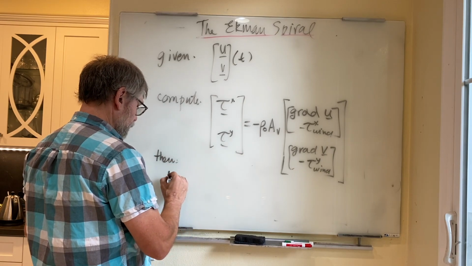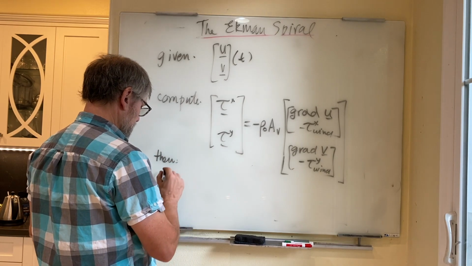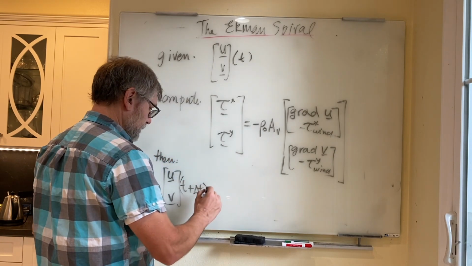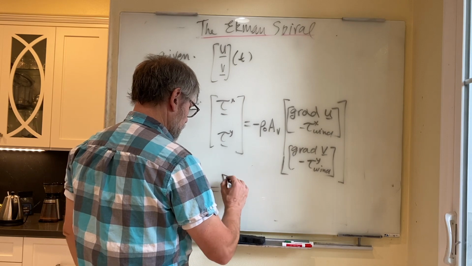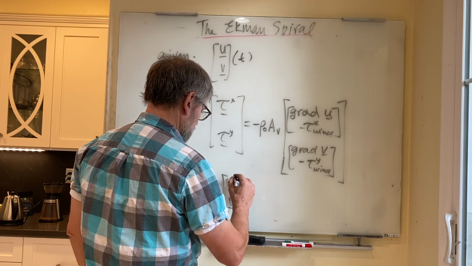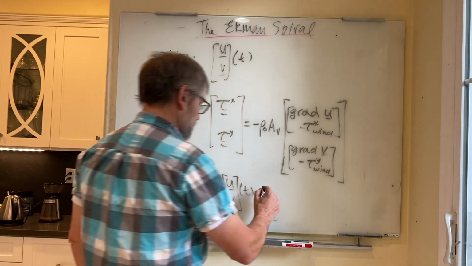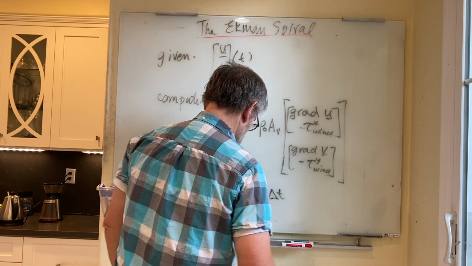And then we'll get u and v at time t plus dt is going to be equal to u and v at time t plus delta t, right?